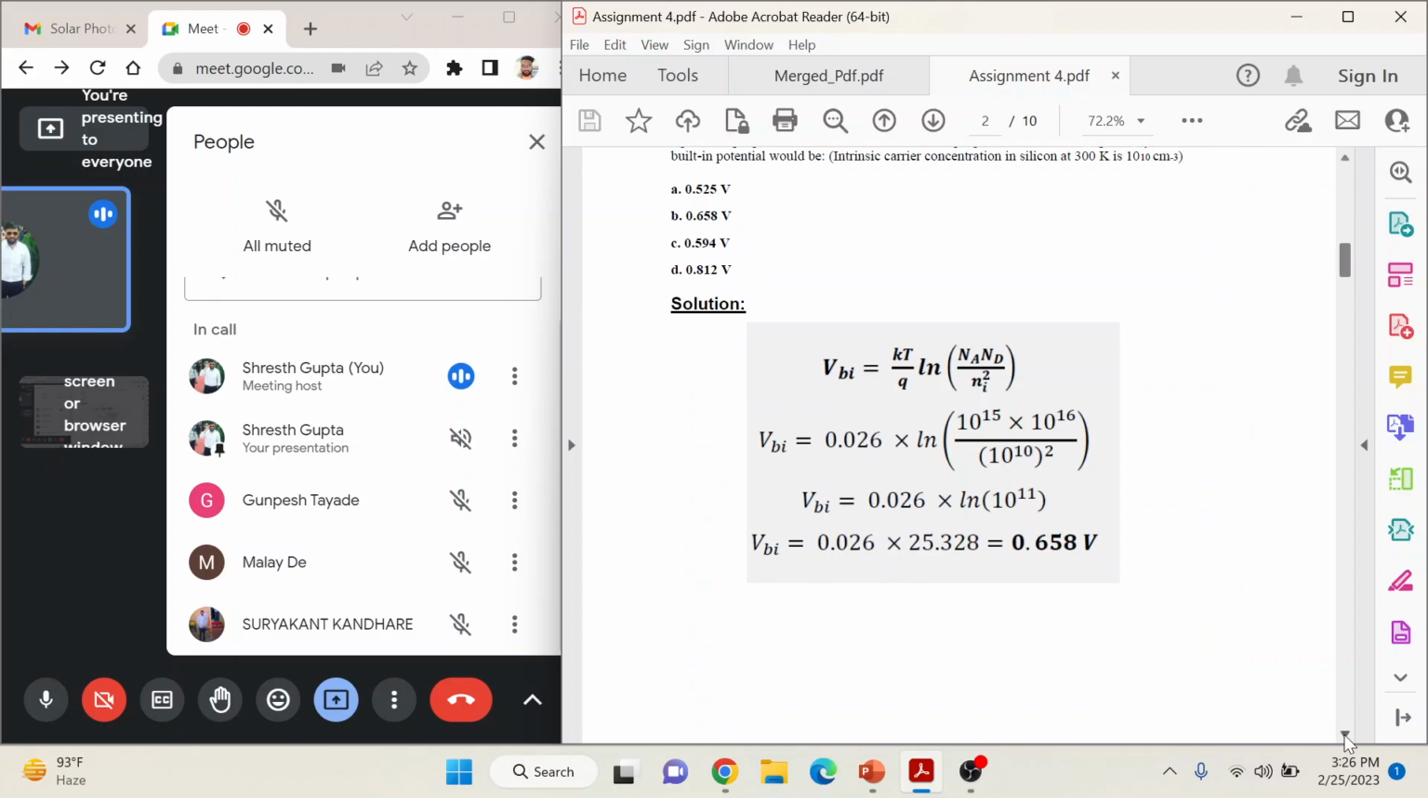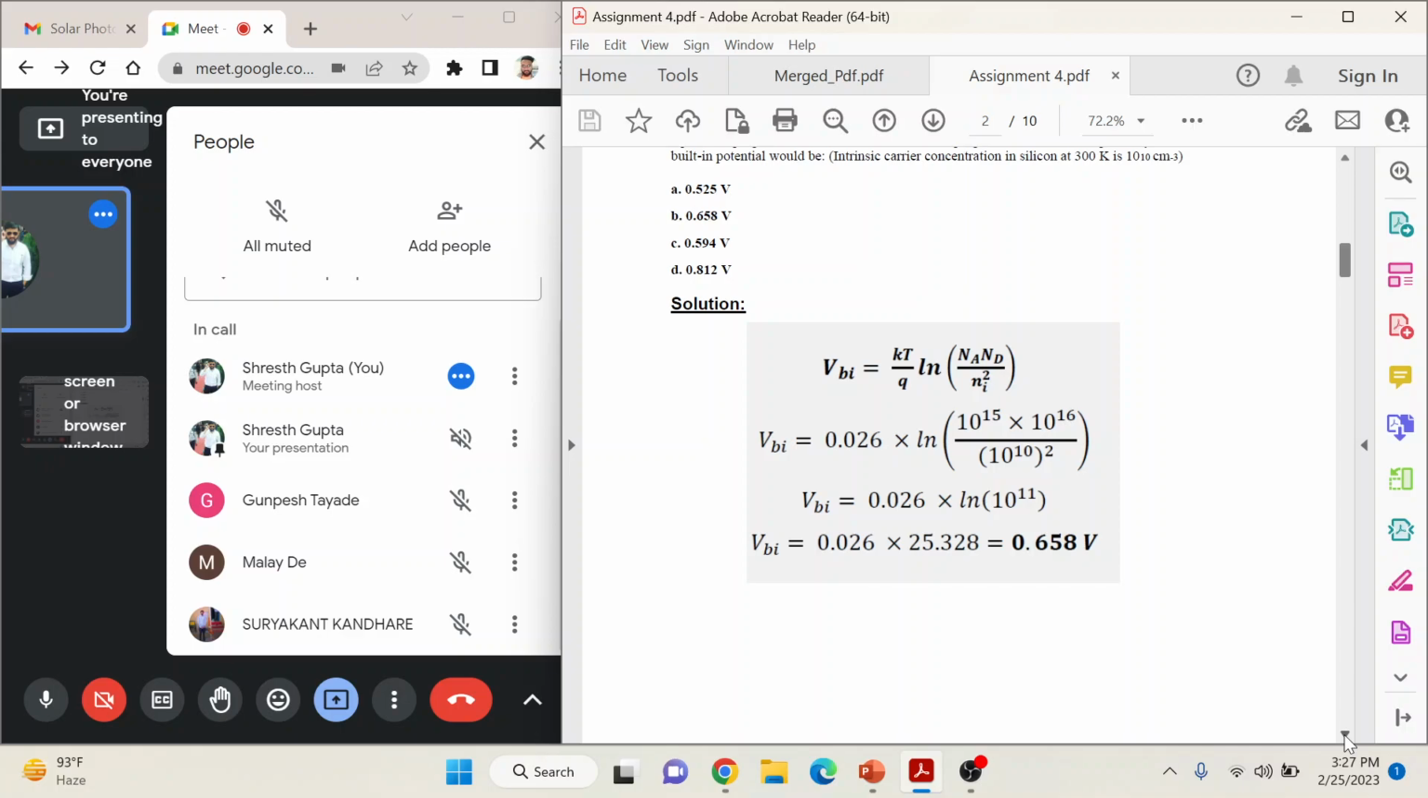So we know that VBI is equal to kT by q ln of Na Nd over ni square. So kT by q is considered as 0.026. Sir, actually, I put only 10 to the power 10 instead of ni square. That's the variation. Okay, but I am happy that you at least tried.